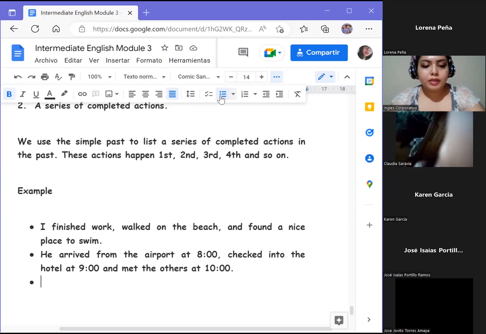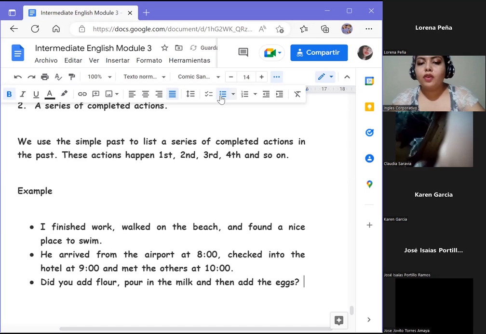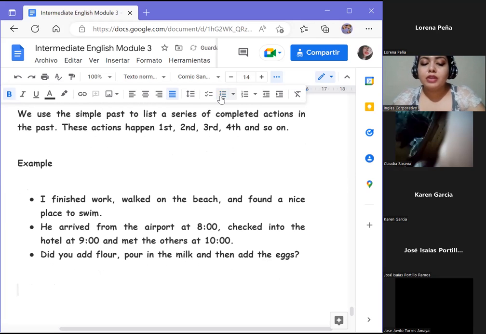He drew out the flour, pour in the milk, and then add the eggs. So in this case, it's like following something. Then we have the use number 3.